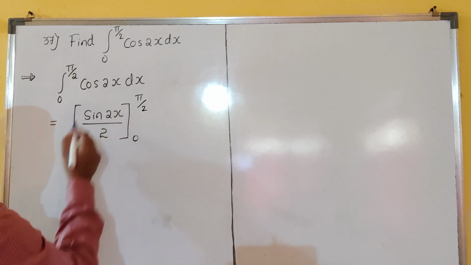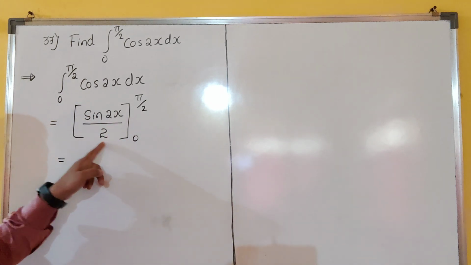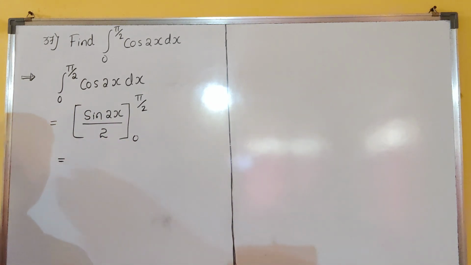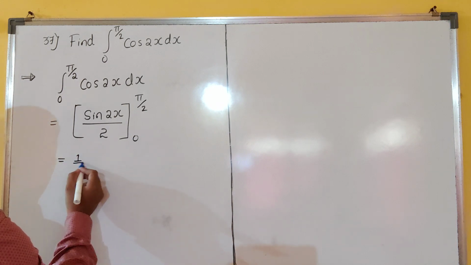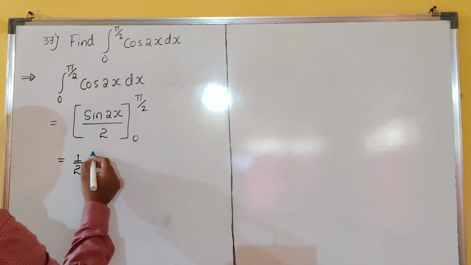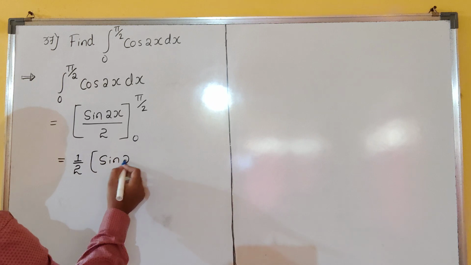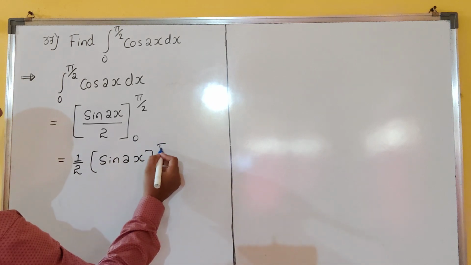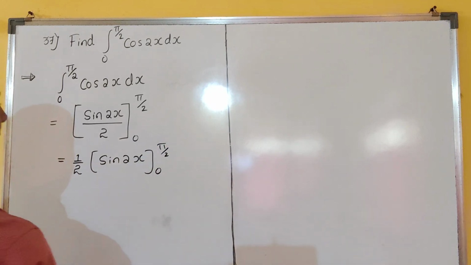Clear? So for this 1 by 2 I will take out. This 2 I will take out. So 1 by 2 is taken out. What you are left with? Sin 2x from pi by 2 to 0, my dear students.